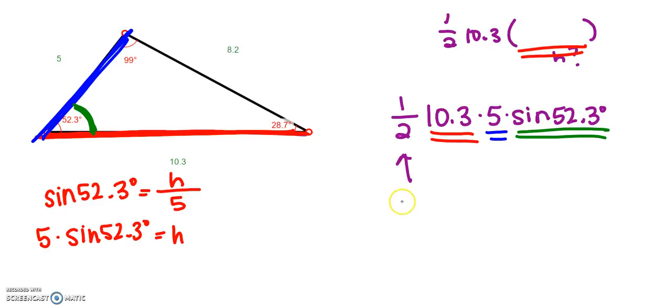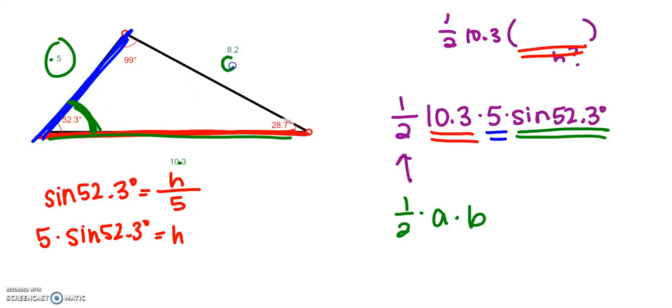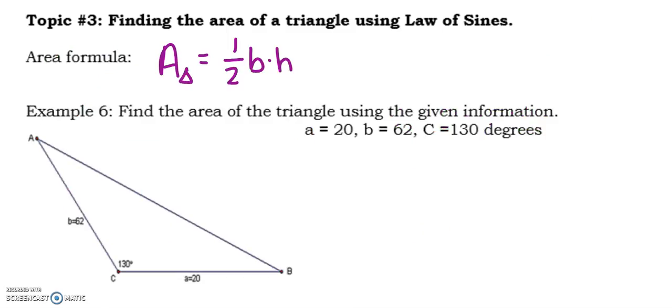52.3 degrees. I don't even need my altitude officially. I could have just said this is 1/2 of a side, we'll call it A, a side, we'll call it B, and then this angle, if this is A and this is B, that means this would need to be C, so this would be the sine of angle C. So a way that we can find the area of a triangle if we don't know the height is to say that the area of the triangle is equal to 1/2 A times B times sine C.